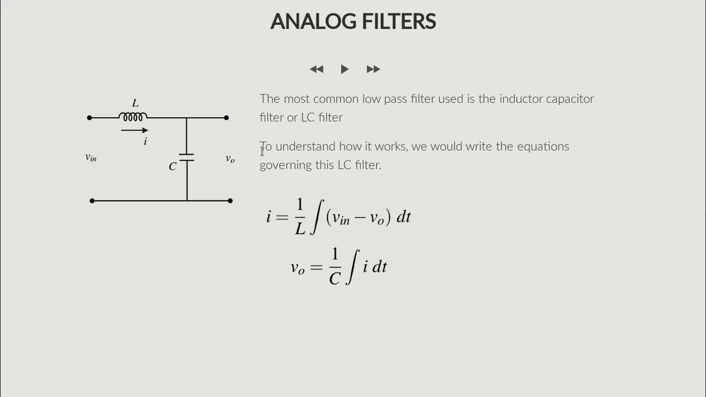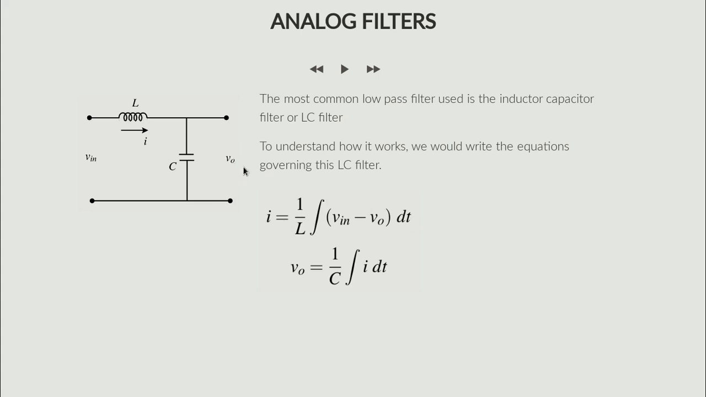Now to understand how this works, you just have to write the equations, and they are pretty simple. The inductor, as we already said, has an integral relationship between its current and the voltage across it. The voltage across the inductor is the difference of the input and the output voltage. So this is the equation, the integral equation.